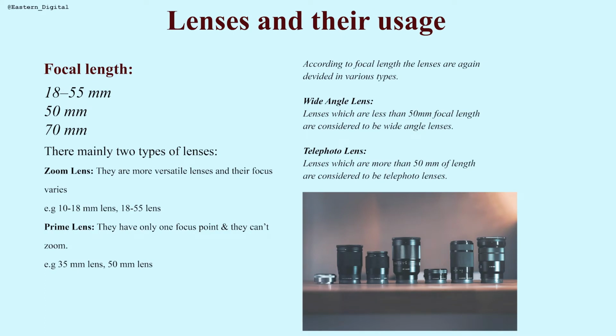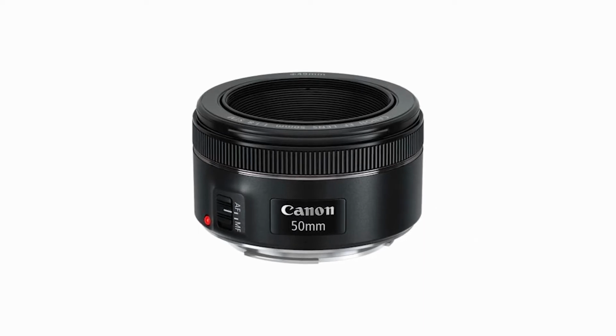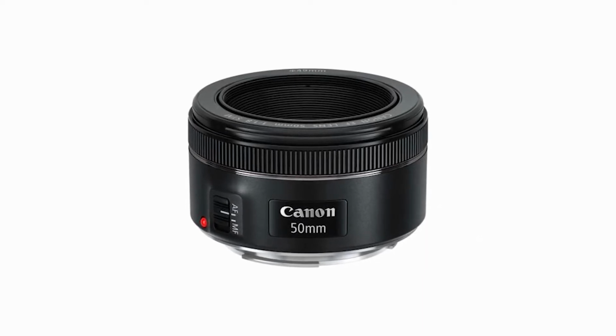And the second category is the prime lenses, which have only one focal length, and you cannot change the focal length over time. For example, a 50 mm lens. A 50 mm lens has only one focal point, which is 50 mm.